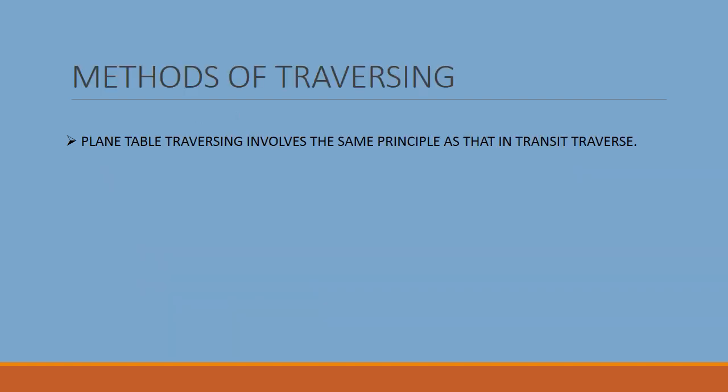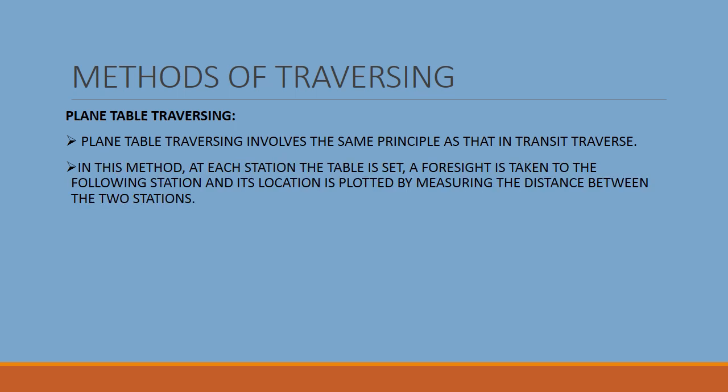Now the other type of method for traversing is plane table traversing. Plane table traversing involves the same principle as that in transit traverse. In this method, at each station the table is set up, a foresight is taken to the following station, and its location is plotted by measuring the distance between the two stations.